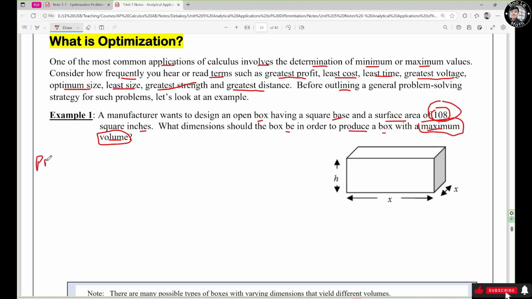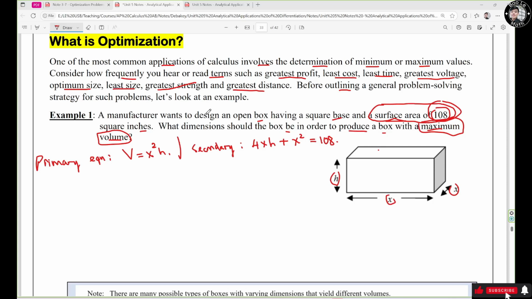So the primary equation is the volume of the box. This is a rectangular prism, so the volume should be length times width times height. So V equals this, which could be s squared times height right here. Now the secondary equation is the surface area of the rectangular prism, which means you're going to add the area of all faces up. Because this one is an open box, we don't count the top.